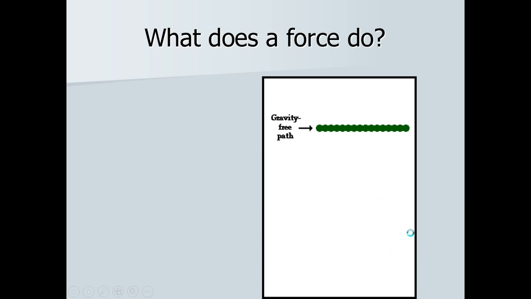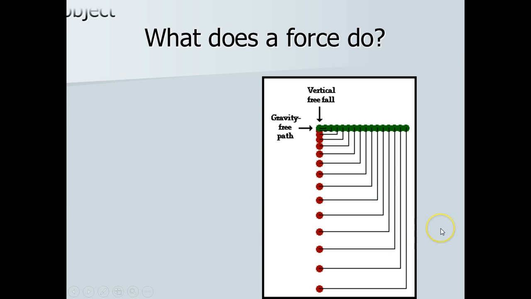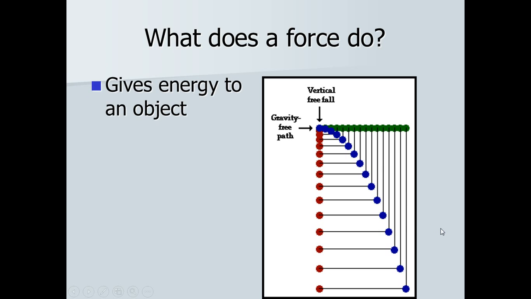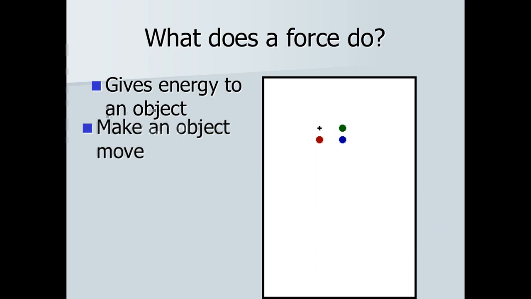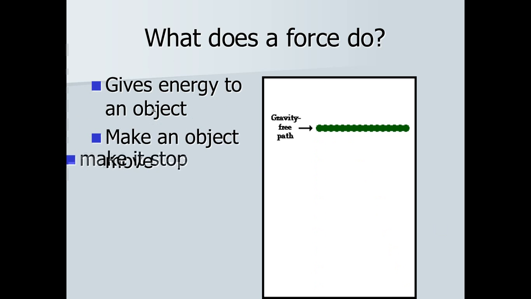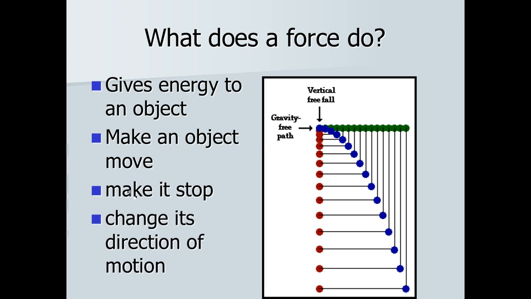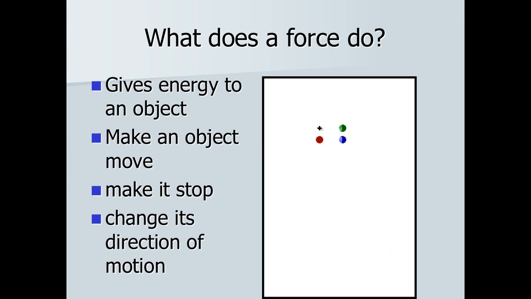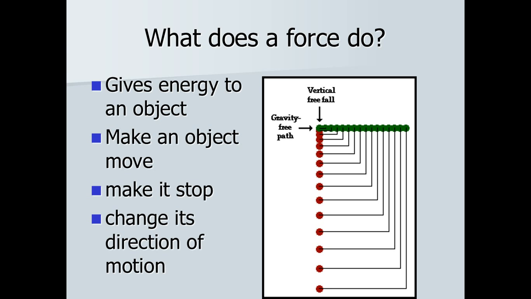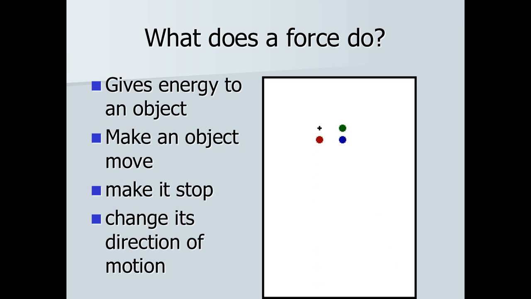What does a force do? A force can give energy to an object. It can make an object move. It can make an object stop. Or it can change the direction of the motion of the object. In the case of the animation, you see that gravity is making the different colored objects move in different ways.